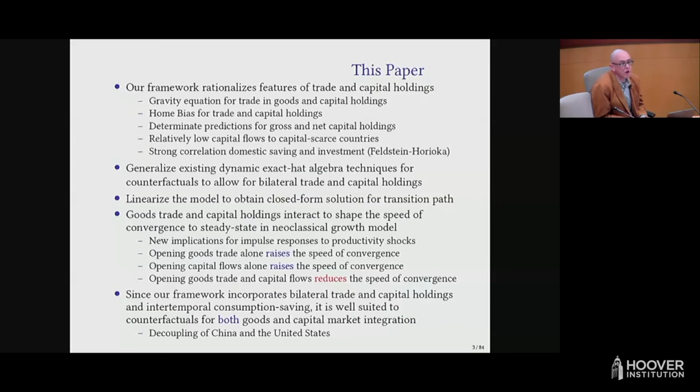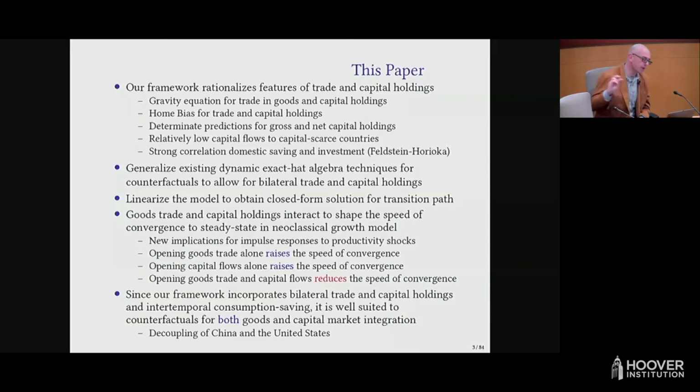As we were just discussing with John, the model will also have something to say about why we don't see larger capital flows from capital-rich countries to capital-scarce countries. We have a natural way of thinking about that in our framework. And it'll also explain the so-called Feldstein-Horioka puzzle. Why is there a very strong correlation between domestic investment rates and domestic savings rates, even though we're in an open economy world? Again, we'll have something natural to say about that. And so we're going to try to build the model to match those features of the data and to keep it tractable to think about various policy implications.